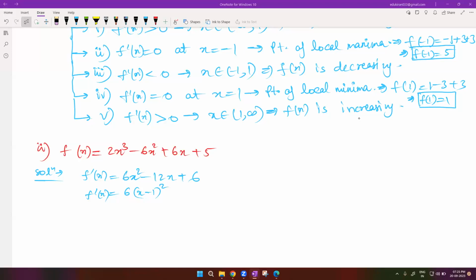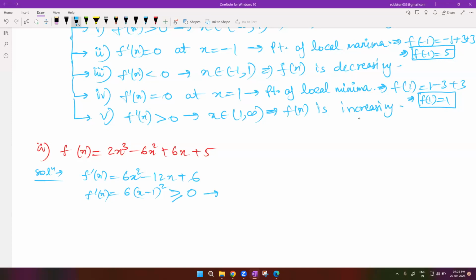So you will observe that this is x minus 1 whole square. This is actually an even power. You can't apply the wavy curve here. I mean, the wavy curve is telling you that this sign will always be positive. Or you can apply common sense: this is 6 times x minus 1 whole square. Whatever value of x you put, this whole square becomes positive. This is always greater than 0, in fact, greater than or equal to 0.